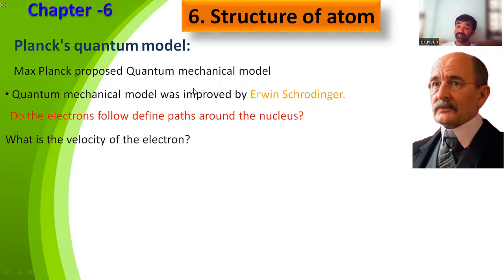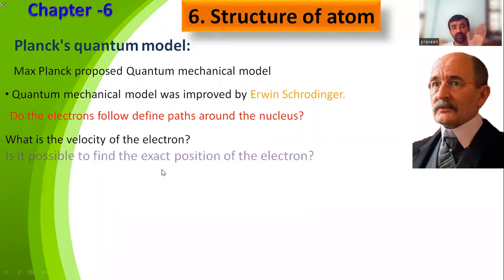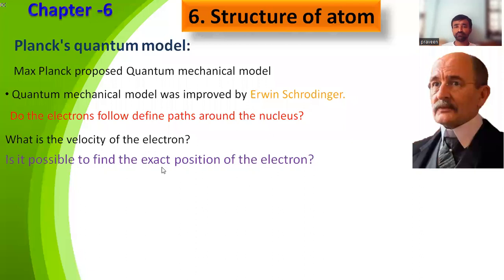So this helps you understand the structure of the atom completely, because you are able to locate an electron around the nucleus in different paths. Those paths are called orbits, right? If the electron maintains a fixed path and a fixed velocity, you are able to find the exact position of the electron, right? But not exactly.